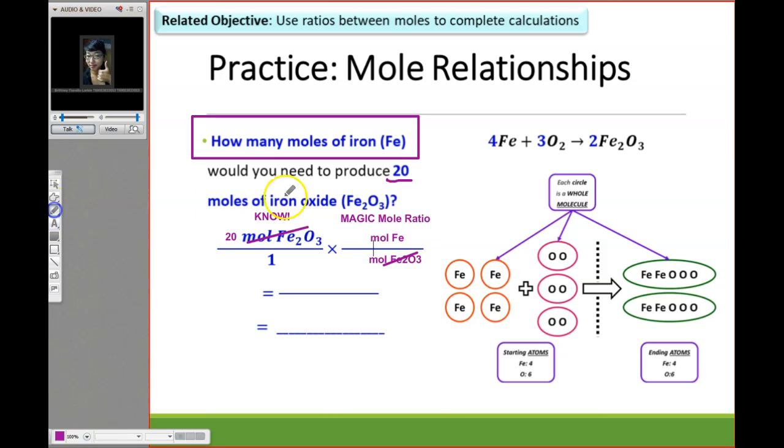Now, remember, we get our magic mole ratio from our equation. So how many moles of iron are in the equation? I'm going to put that right next to moles of iron in my magic mole ratio. Yeah, there are 4. So right here, I'm going to put 4 moles of iron in my magic mole ratio. What about for iron oxide? Fe2O3, how many moles of iron oxide are in Fe2O3? Take a look at the coefficient, the blue number.